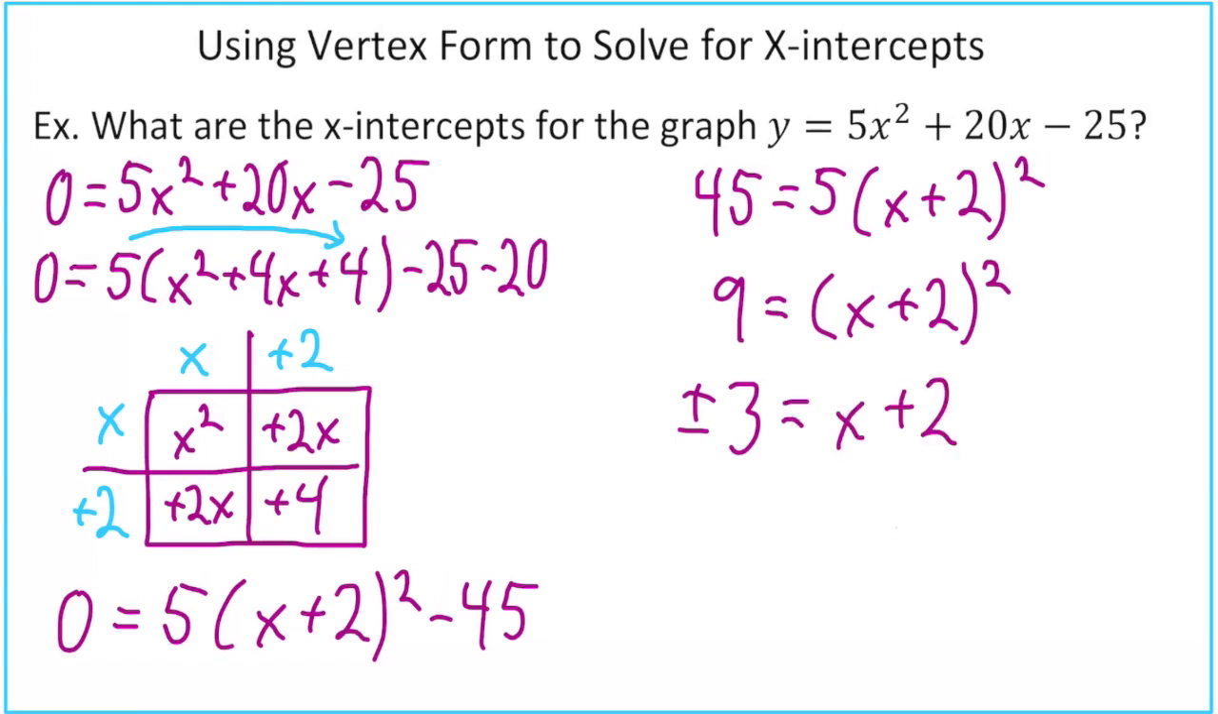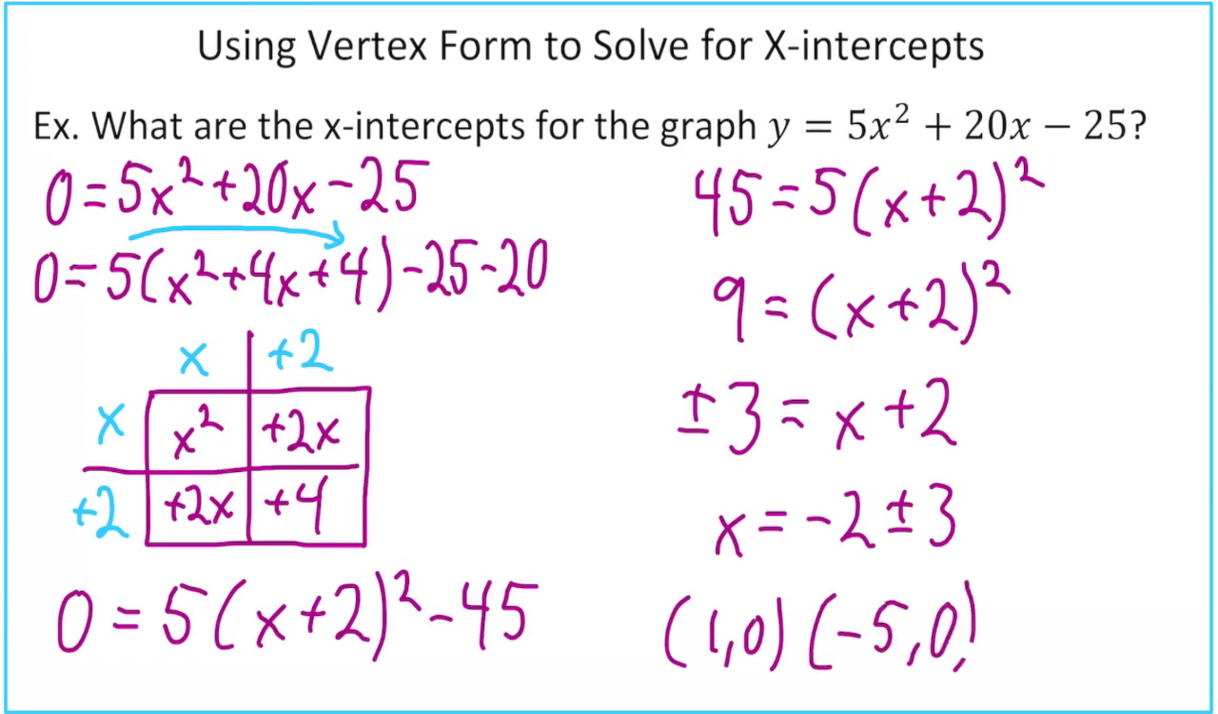Next step, I'm going to go ahead and switch this around and have x equals. So when I move the positive 2 to the same side as the plus minus 3, the positive 2 will actually become a negative 2 plus or minus 3. And that would mean my x-intercepts are, if I go negative 2 plus 3, I would get an x-intercept of positive 1, 0. And if I go negative 2 minus 3, I would get an x-intercept of negative 5, 0. All right, that's it. That's how you use vertex form to solve for your x-intercepts.